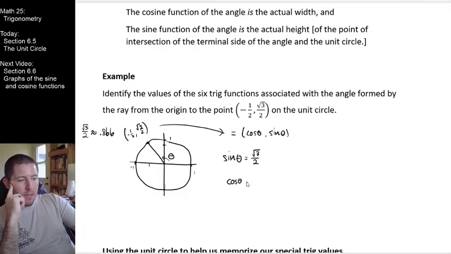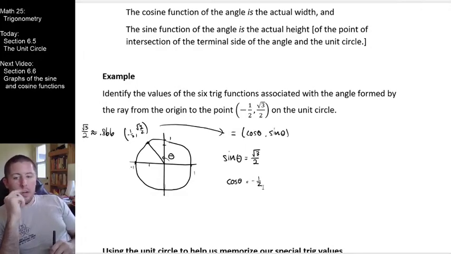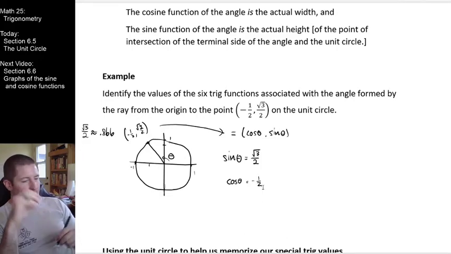Cosine of theta must be -1/2. So where do we go from here? Well, we want to remember that those are the 2 primary trig functions. Those are the 2 that we need to know. All the rest of them just come from that.